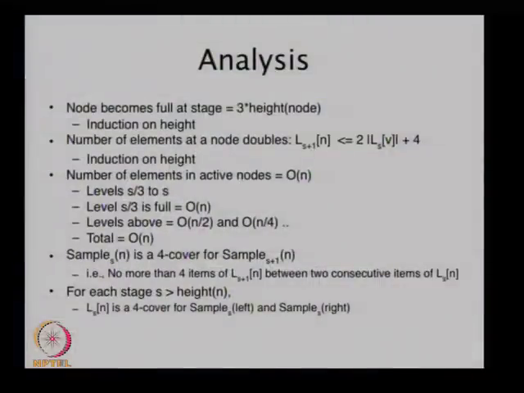Okay, and many of these things can be done on induction. The other is that the number of elements at a node keeps doubling. Approximately, this is like a boundary condition, right? So L is the list of elements at node N at stage S plus 1. L sub S plus 1 says that it is less than or equal to twice of what its value was in the previous stage, same node, plus 4.